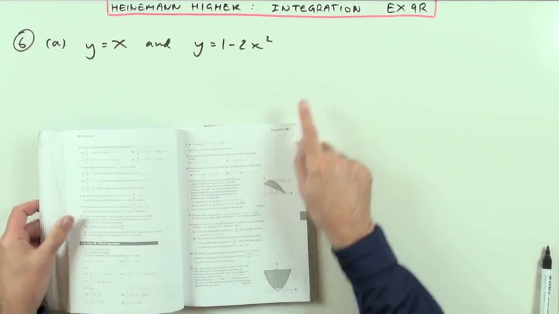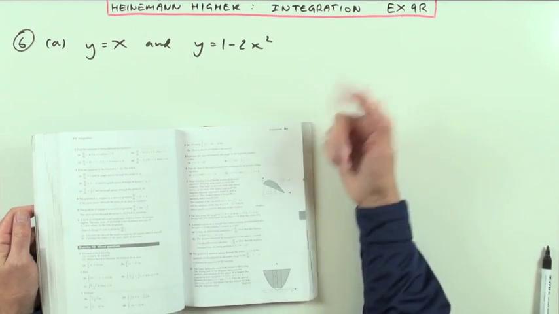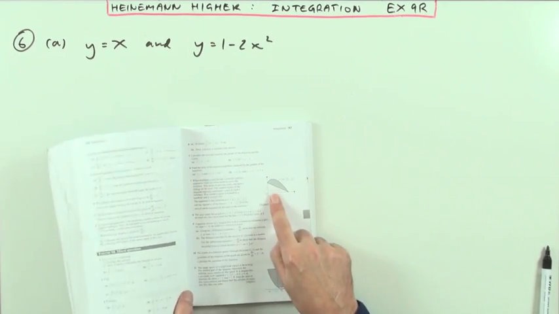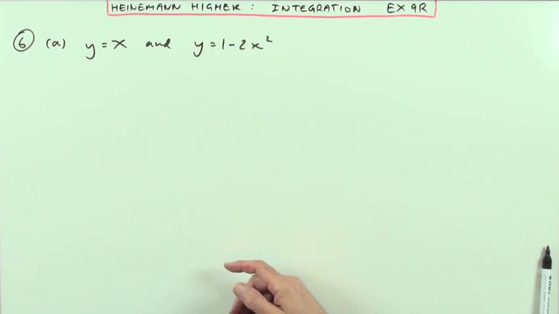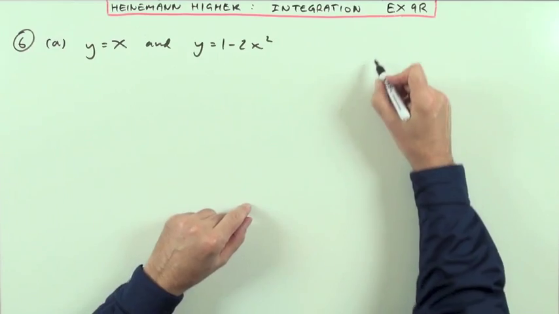Heinemann Higher, Chapter 9 on Integration, the mixed questions, 9R at the end, number 6. Find the area completely enclosed between the graphs of two functions. Now, what does this look like?